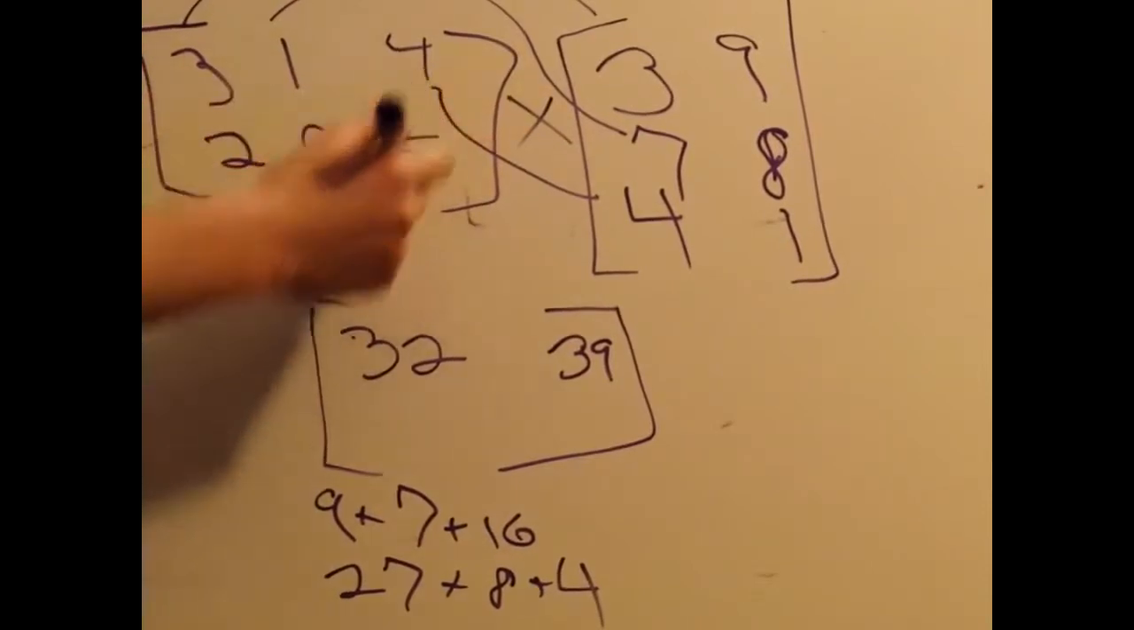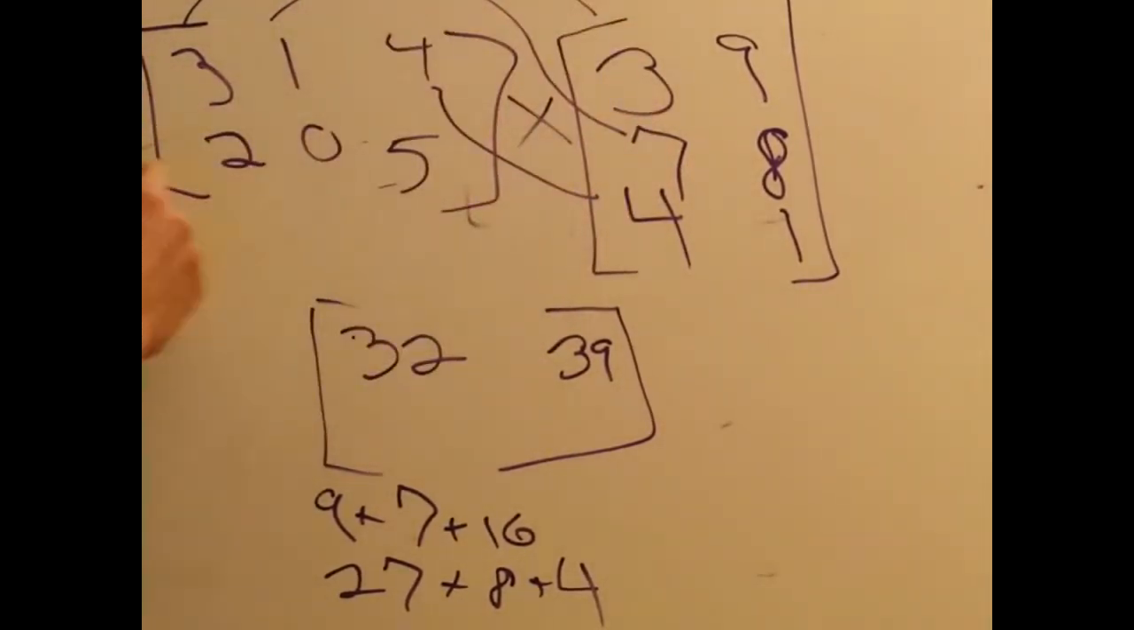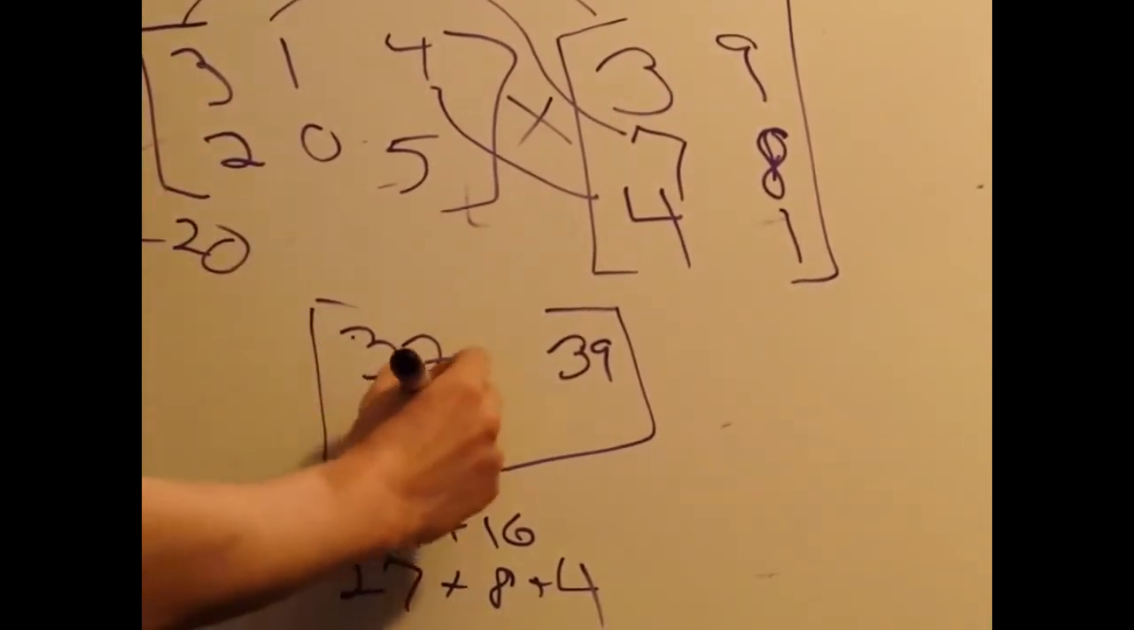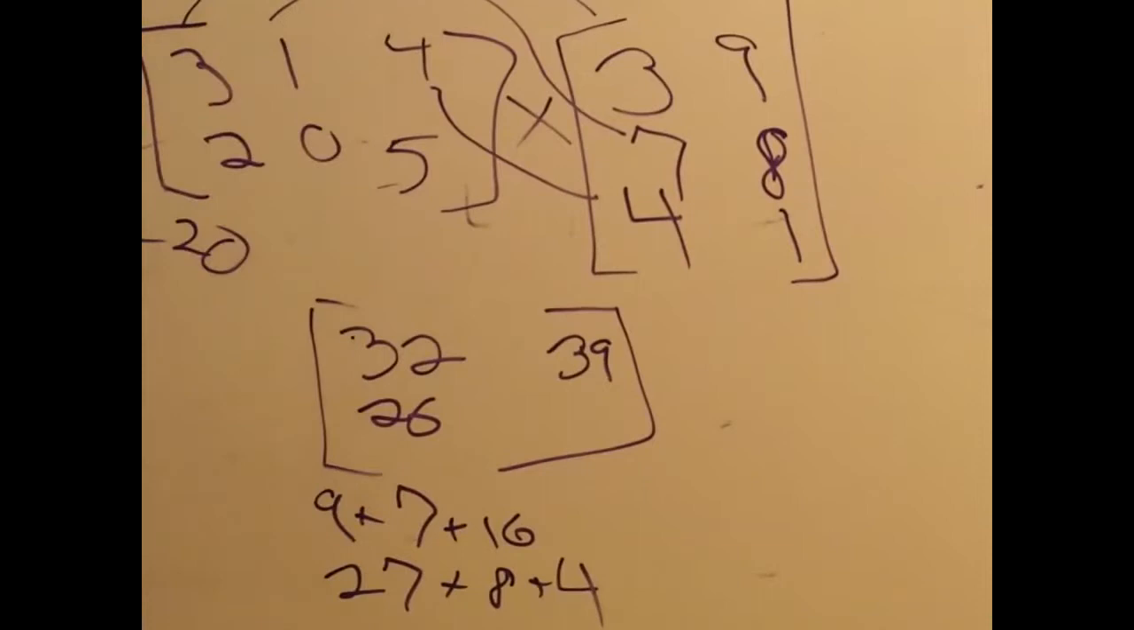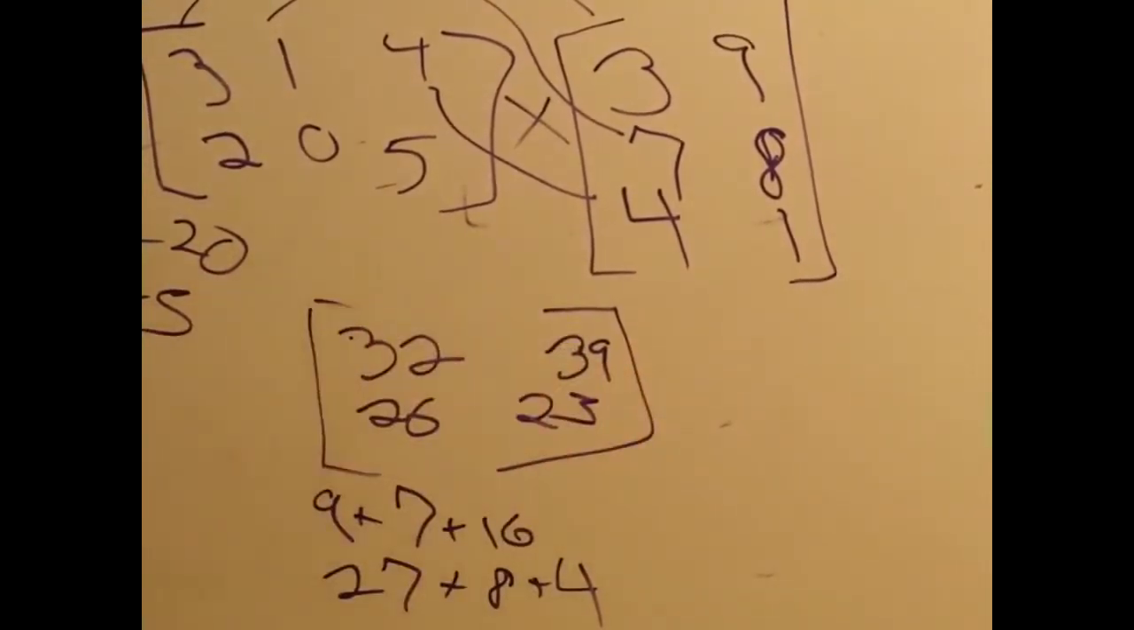Then, we'll take our second row and multiply it by our first column. So we're going to take 2 times 3, 0 times 7, and 5 times 4. And finally, we'll take the bottom row times the right column and add those together. 2 times 9, 0 times 8, and 5 times 1, 23. So the matrix of 3, 1, 4, 2, 0, 5 multiplied by the matrix of 3, 9, 7, 8, 4, 1 yields the matrix 32, 39, 26, and 23.